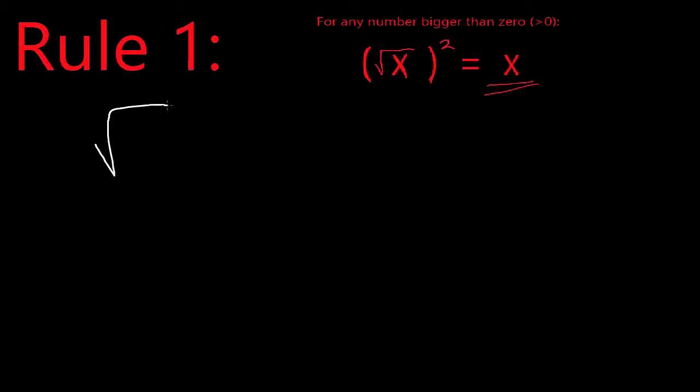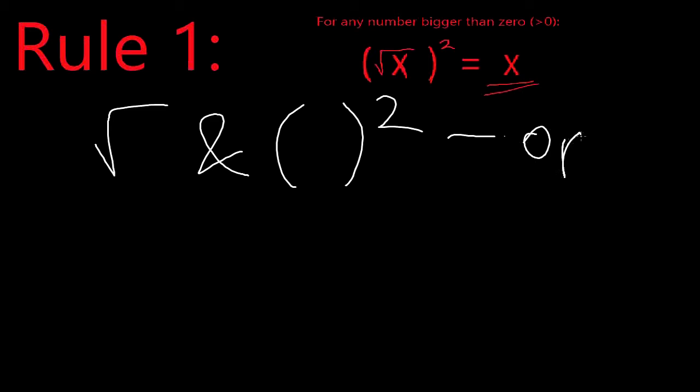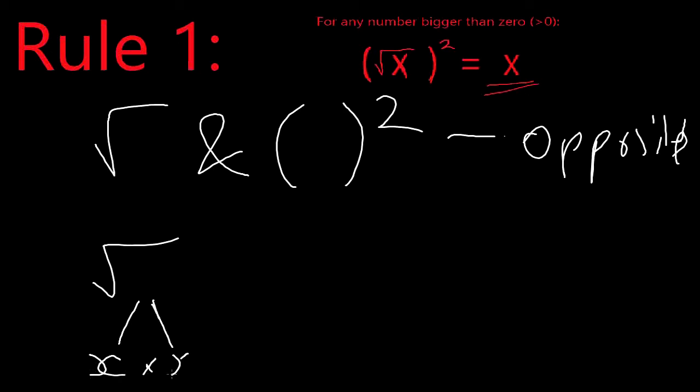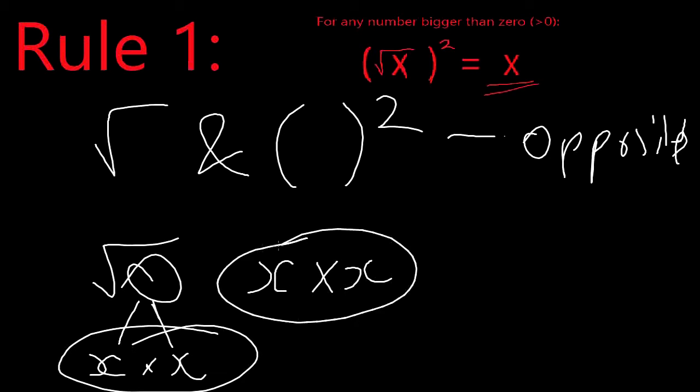Okay, so a square root and a number squared are opposites. So let's keep that in mind. Remember they're opposites because our square root is asking which number when times by itself equals the number in here, whereas a squared number is just simply asking what is a number times itself. So notice that they're the opposite of each other.